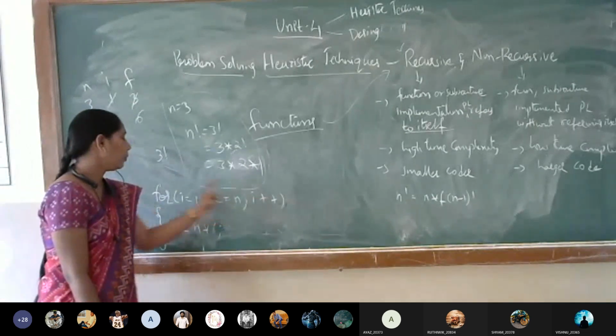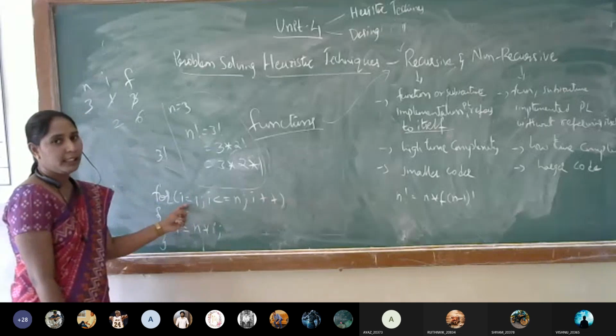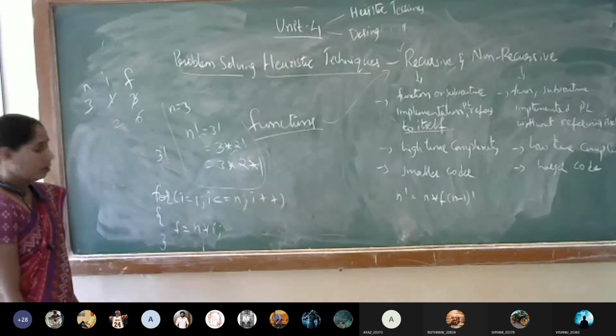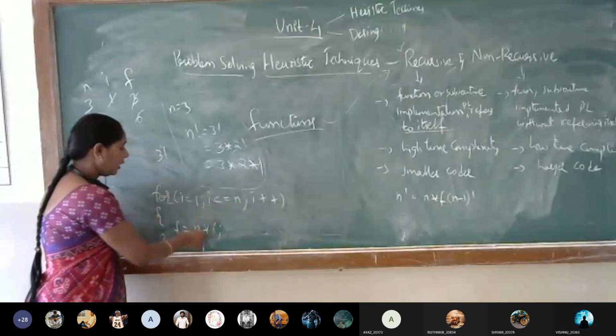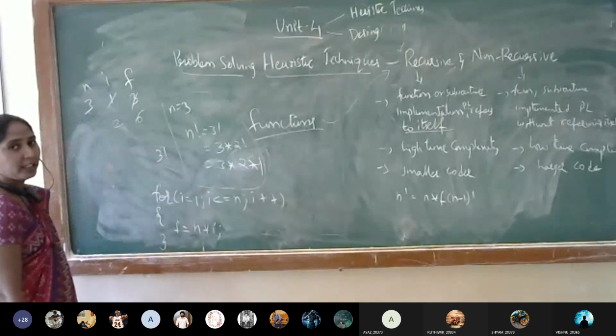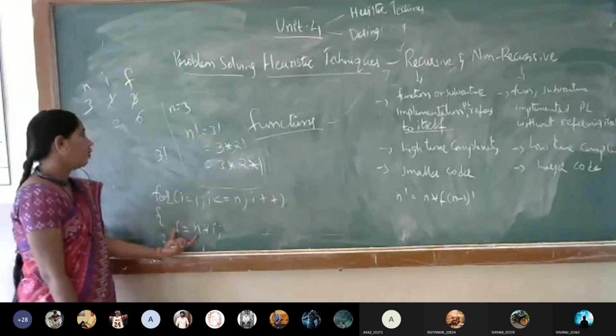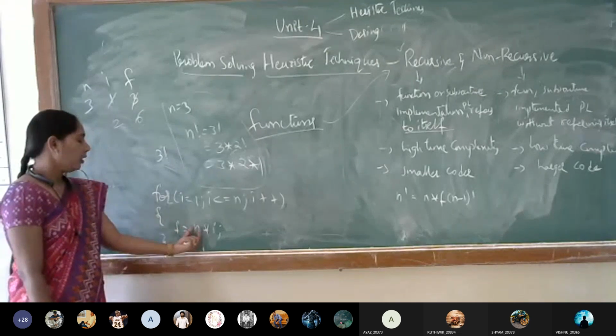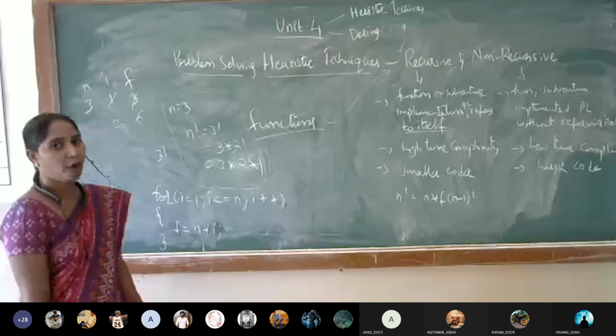Again, the I value will be incremented. Now I will be what? 3, right? 3 is less than or equal to 3, yes, then it will come here and execute this particular f value. So what I'll be getting, f is equal to n into I. n into I is nothing but what?